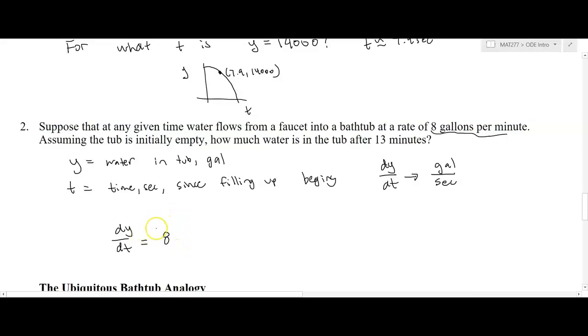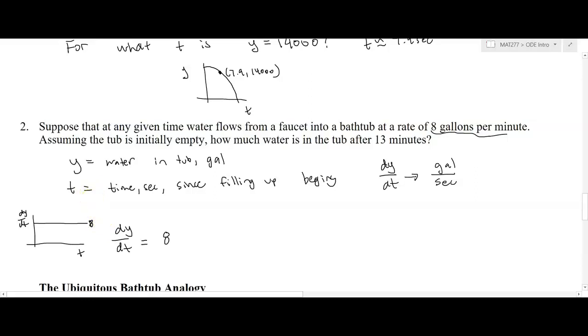dy/dt keeps track of at what rate the amount of water in the tub is changing at any given second. Well, it's always filling up at the same speed of 8 gallons per minute, so there's no variable to go along with this. It's simply a constant rate of change. And if you were to graph dy/dt for any given time, it would be a flat line at 8 gallons per minute. It's always filling up at the same rate.